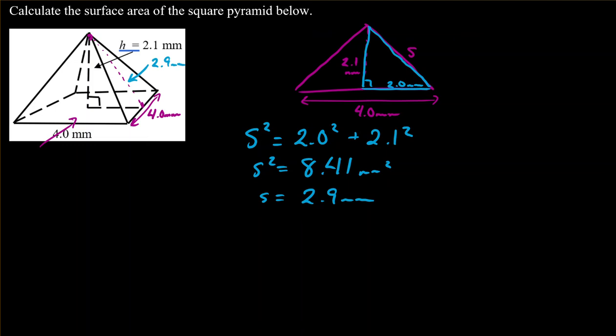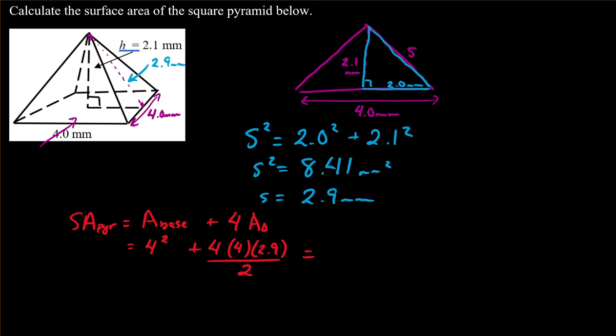Now we can go ahead and do the surface area of our pyramid. Surface area of our pyramid is going to be the area of the base plus, because it's square based, all the triangles are the same, so 4 times the area of the triangle. Area of the base is just 4 squared. Then 4 times the area of the triangles. Each triangle is 4 across for the base, and it's 2.9 for a slant height, divided by 2.